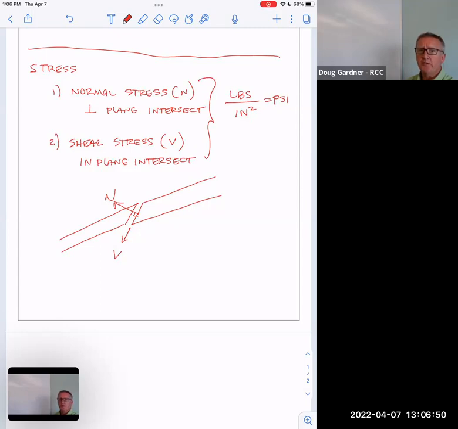So this is something you want to get really well, and you probably get it really well whether you want to or not. That's the same for shear stress. It's just a question of what direction it is in.